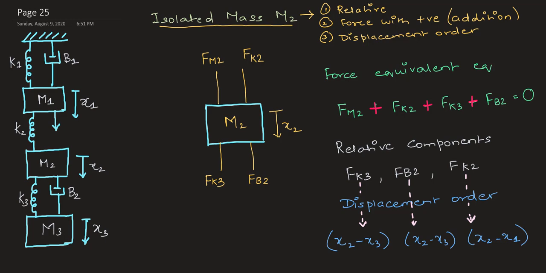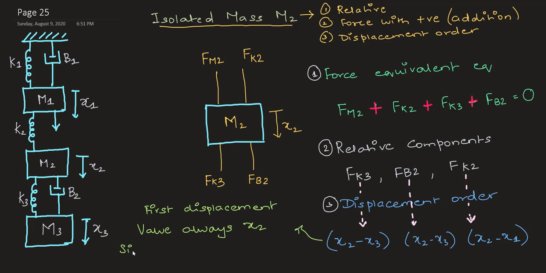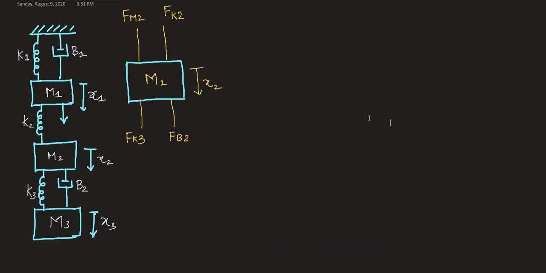So if you see here, your first displacement is the displacement of the mass in question, that is your M2. So in this case, all the relative displacements start with x2 because it is always going to be x2 as per our assumption, right? So the isolated mass here is M2 whose displacement is x2. So the rule that we are following is that the relative displacement's first displacement is going to be that of the isolated mass. So now I can write the force equations in differential form. Then I can write the net force equation also.